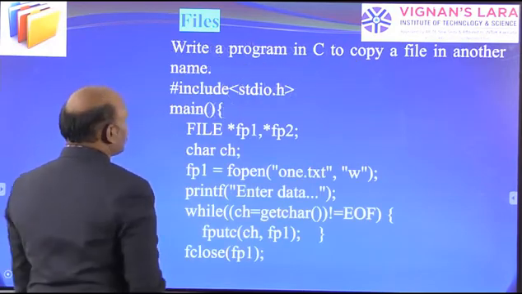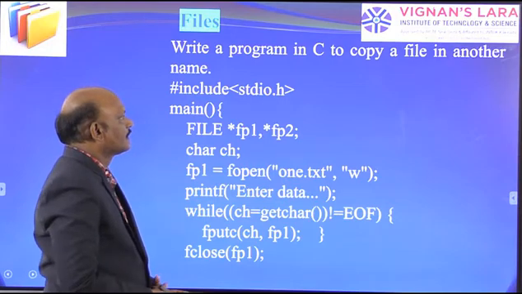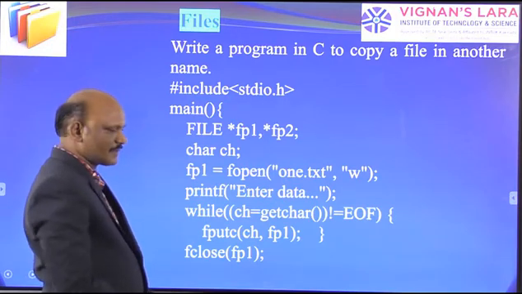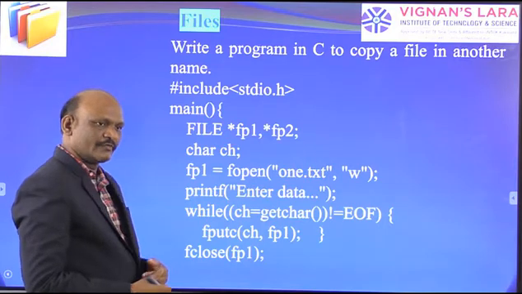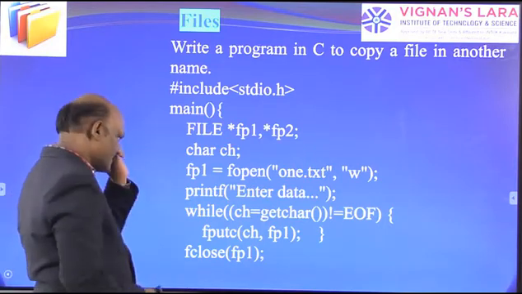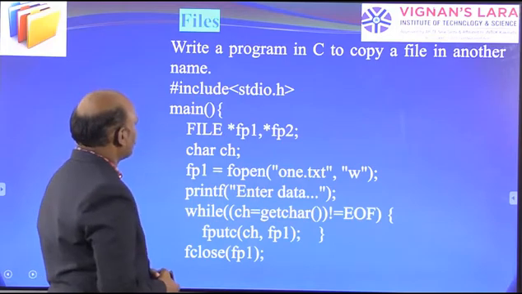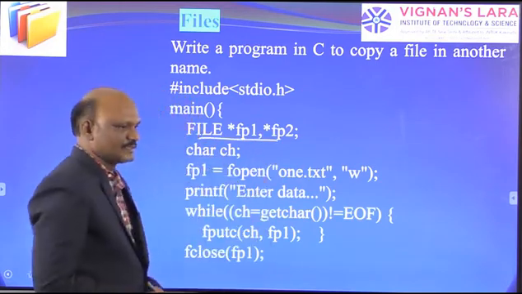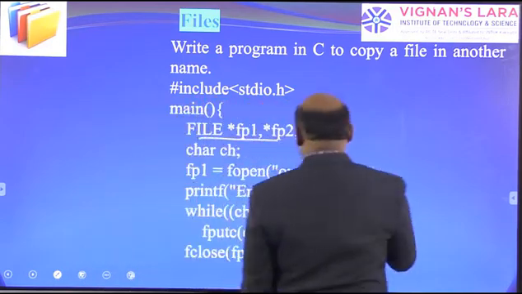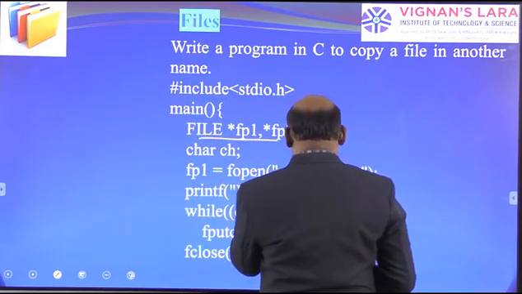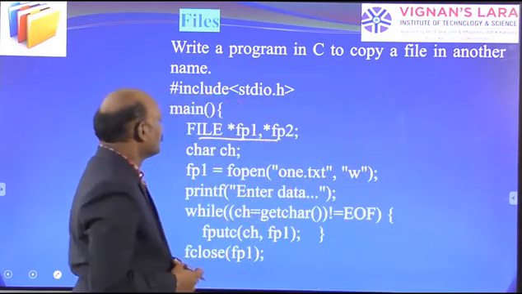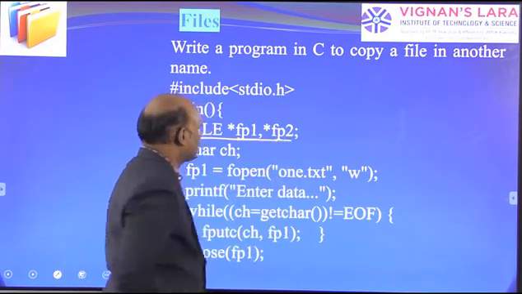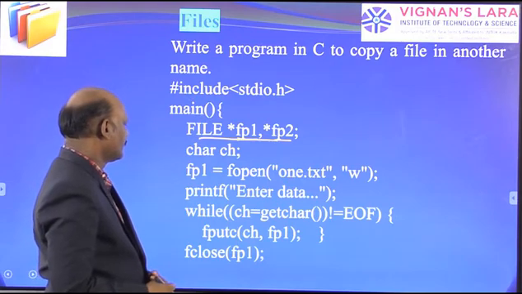So this is the next program. Write a program to copy a file into another name. That means copy the text from one file into another file. For that, we need two files. One file is 1.txt. For that, two file pointers are required. I am creating fp1 and fp2.